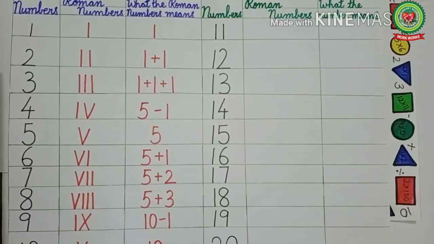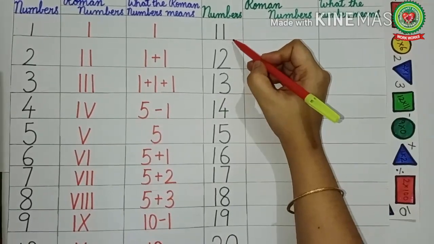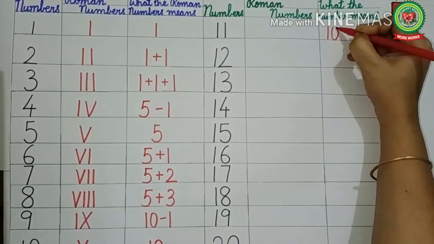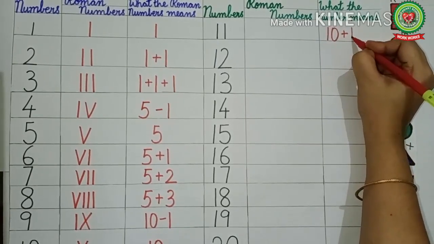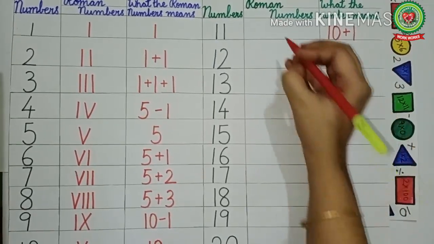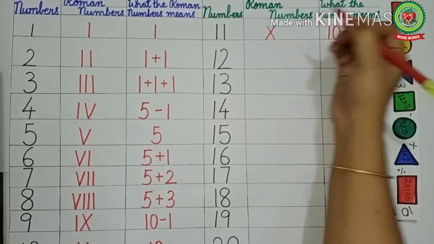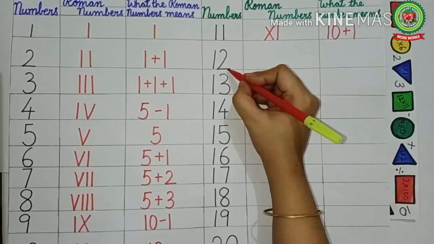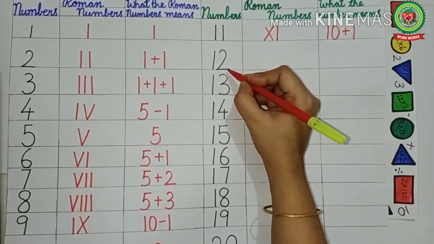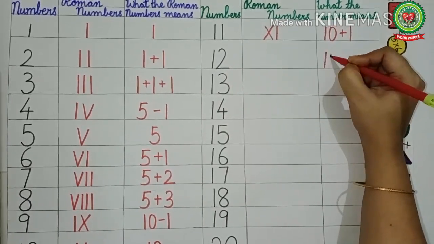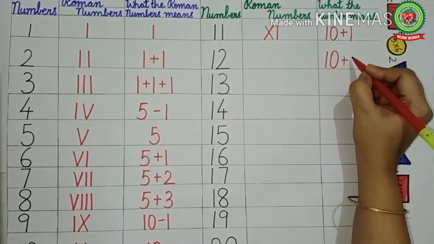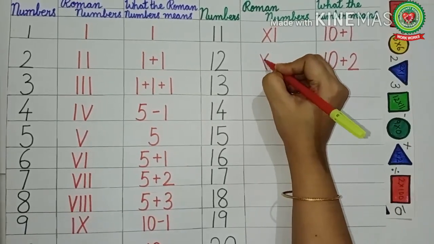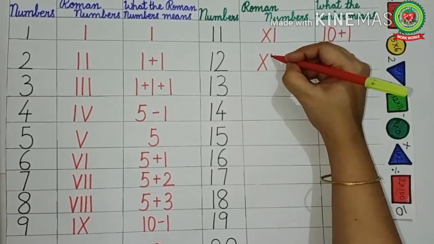Now let us see how we will write 11. Now what is the meaning of 11? How do we get 11? 11 means 10 plus 1. Now how do we write 10? X. How do we write 1? I. Next is 12. In the same way we will do. 12 means 10 plus 2. Now how do we write 10? X. How do we write 2? I I.